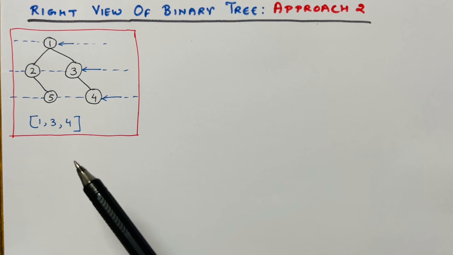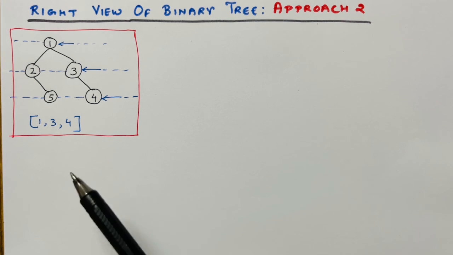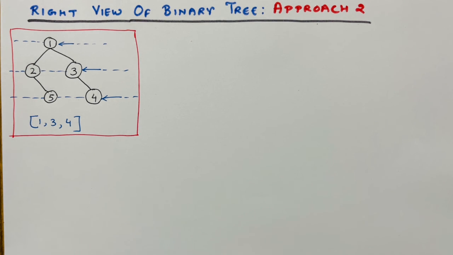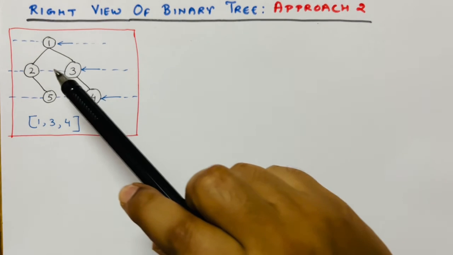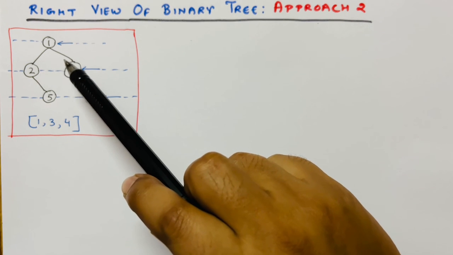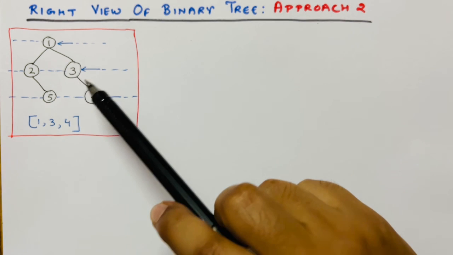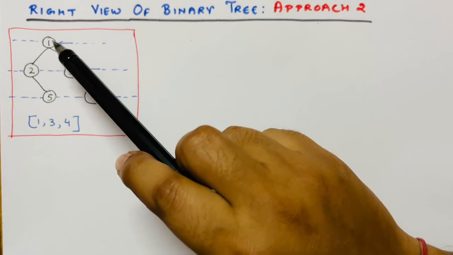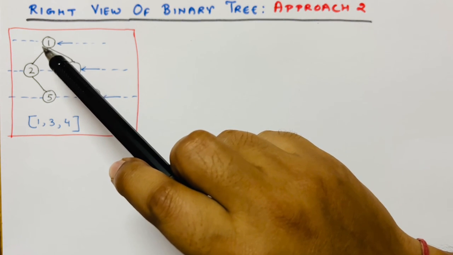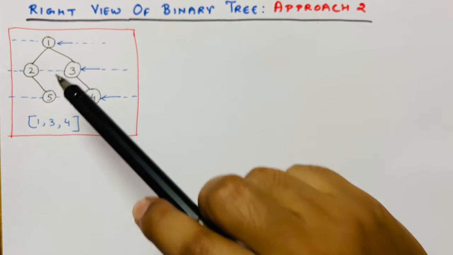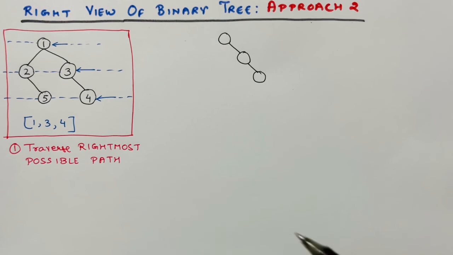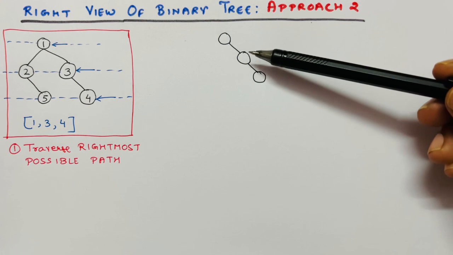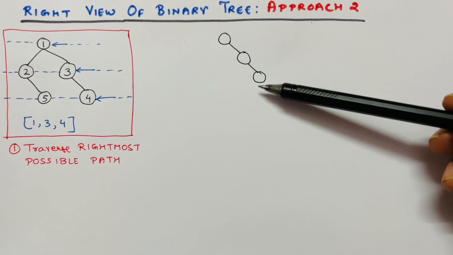Now let us try to solve this problem using another approach. For that, let us again start thinking about the problem. We have to traverse this tree such that we have the rightmost element at every level. So let us try to see what happens if we start from the root and always move rightmost possible. If we keep traversing in this manner, then we will have the rightmost element at every level.